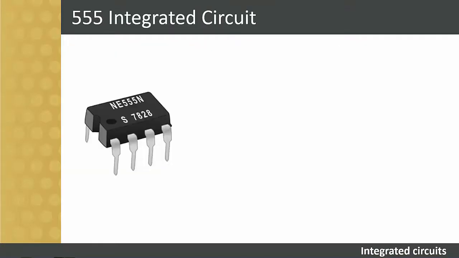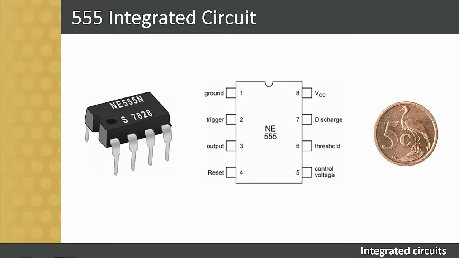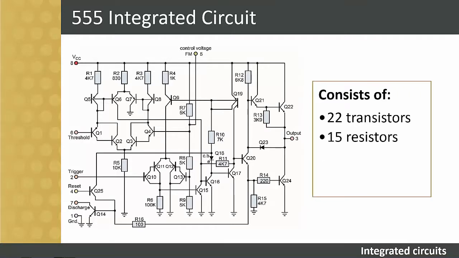So, what is inside that little black chip? Let's take a look at a 555 IC, the one we will be working with in the next project. It is roughly the size of a 5-cent coin. This is what it looks like inside. Isn't that amazing? There are 22 transistors, 15 resistors, and 2 diodes in this IC. Can you imagine putting all these components on a breadboard, connecting them correctly, and getting the circuit to work?